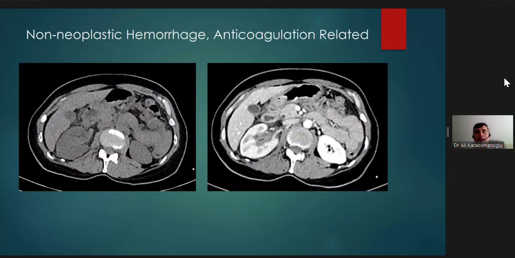So not all renal hemorrhages are neoplastic, right? There are non-neoplastic causes as well, again related to anticoagulation. This patient was on chronic anticoagulation treatment for a cardiac valvular problem, presented to the urology clinic, not much pain, but severe hematuria. So obviously the patient was referred for a CT urography. On the pre-contrast image, you can see a distended right renal pelvis with hyperdense material.